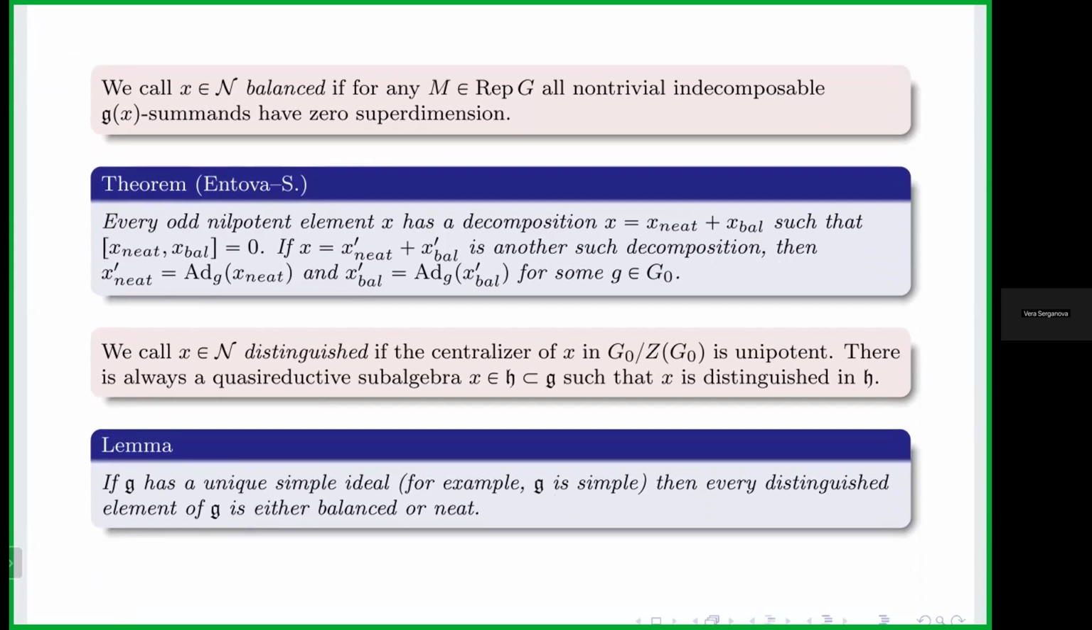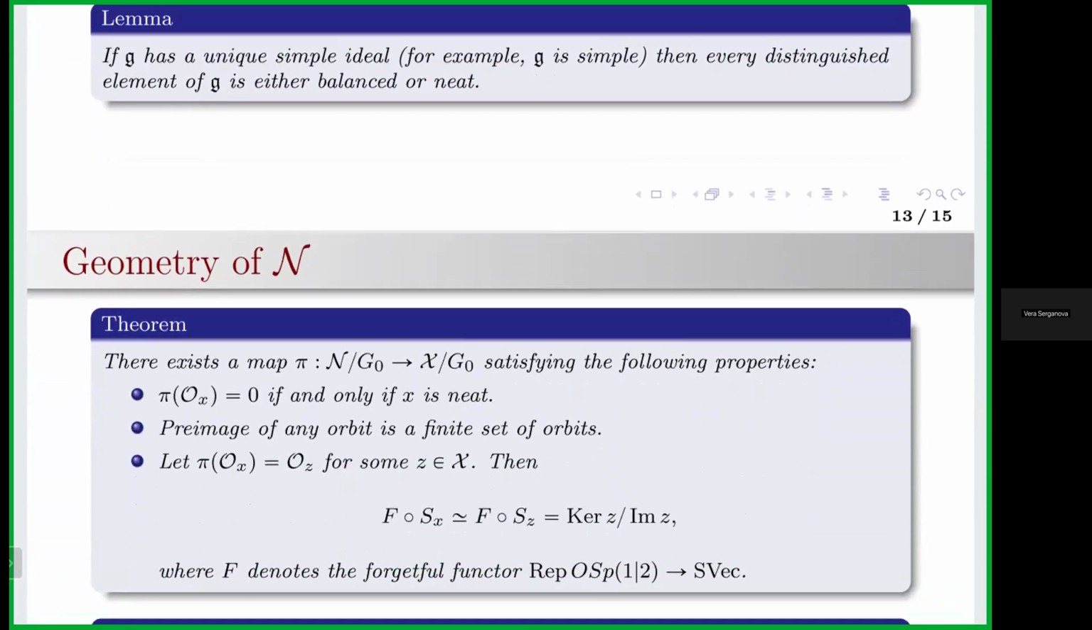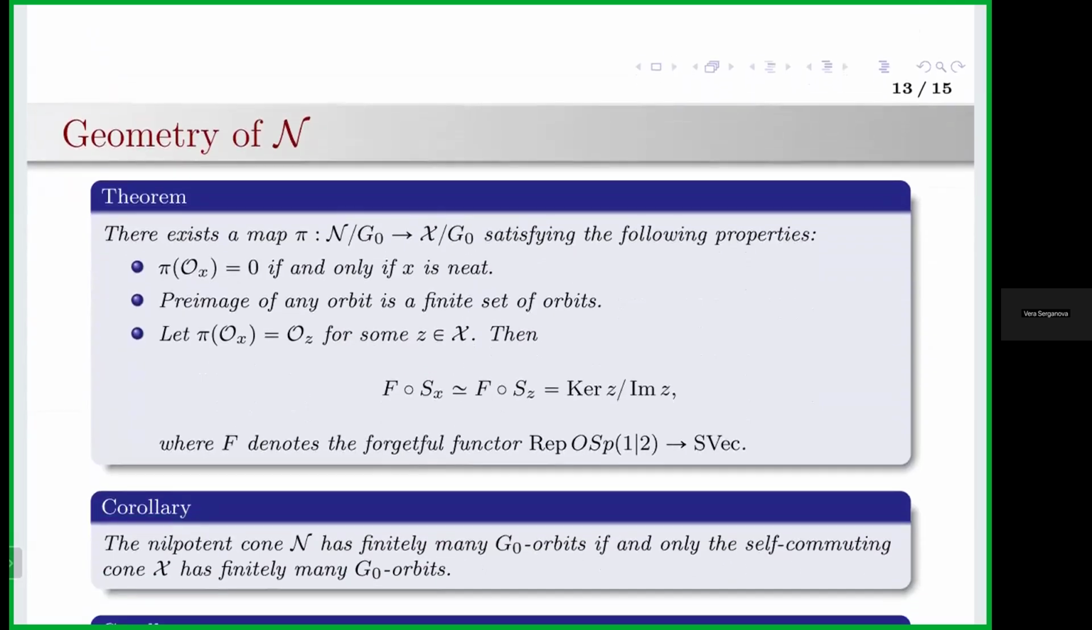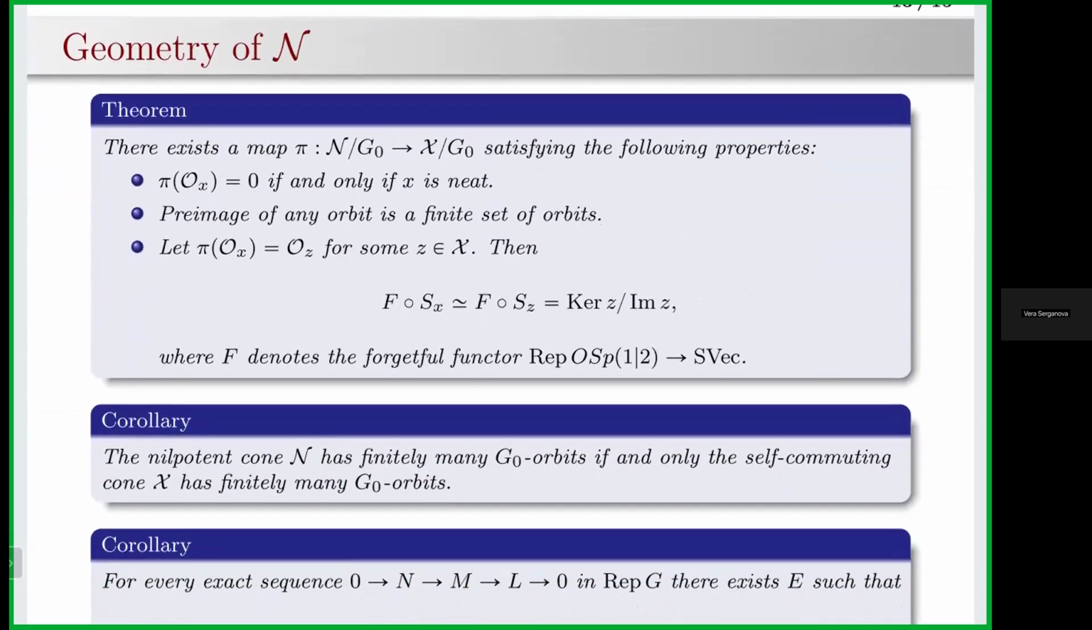So maybe I just skip this. We have such a decomposition, and using this decomposition, we have a map. You remember we have a nilpotent cone, and inside it we have a smaller cone, which is the cone of self-commuting elements. There is a map between the orbits: all nilpotent orbits map to self-commuting orbits. The neat orbits are exactly the orbits which are mapped to zero. All other orbits don't map to zero. The preimage of any orbit is a finite set of orbits.